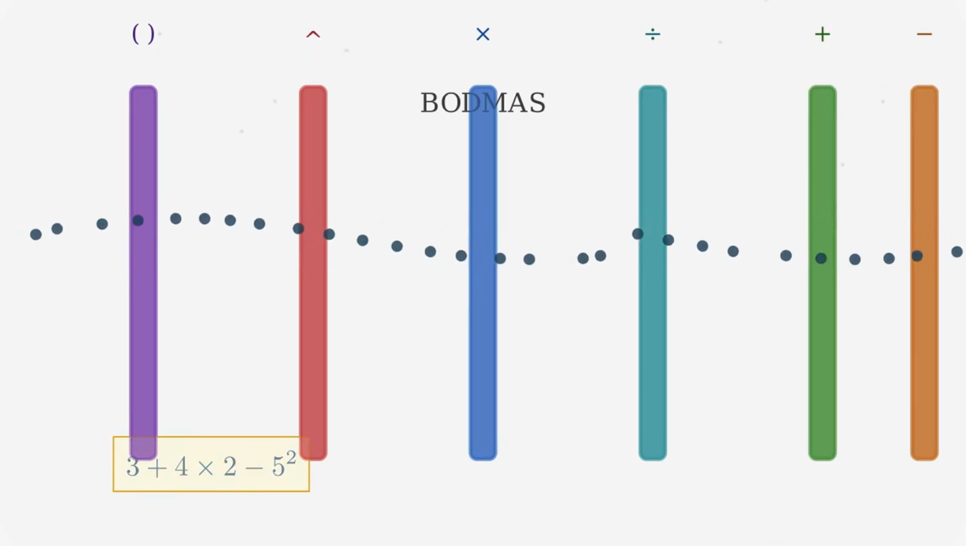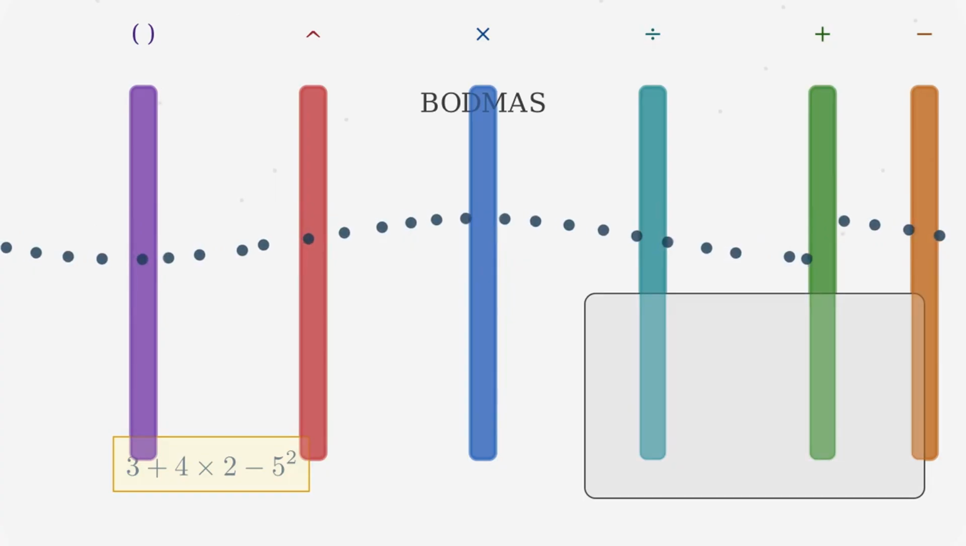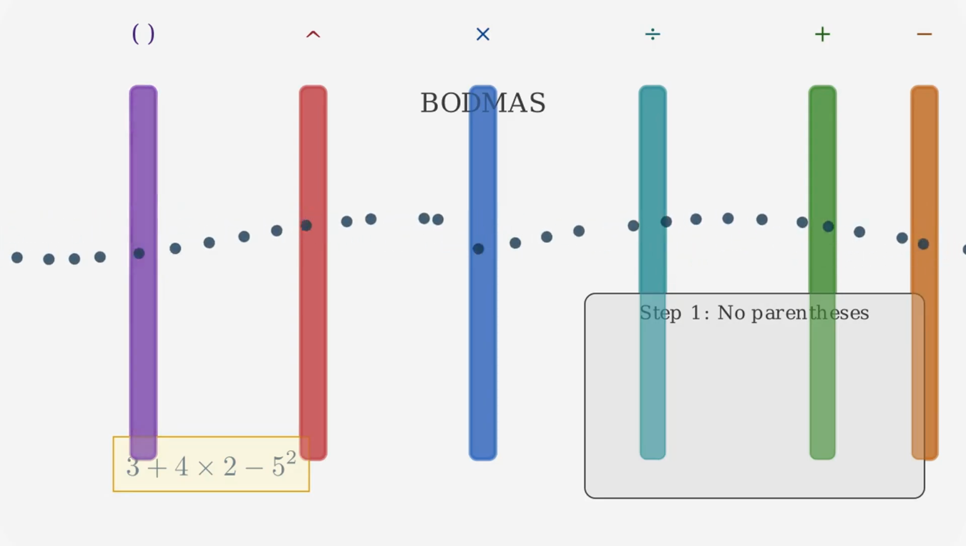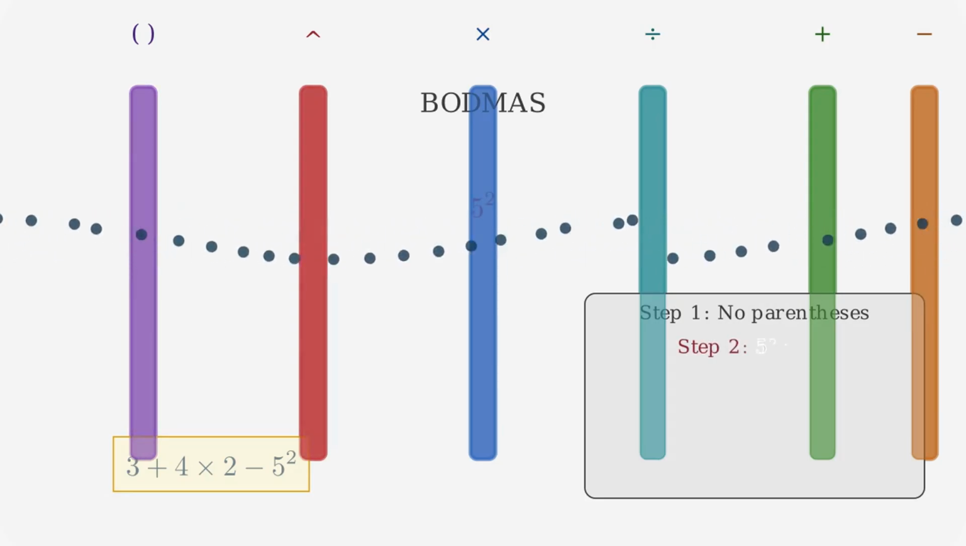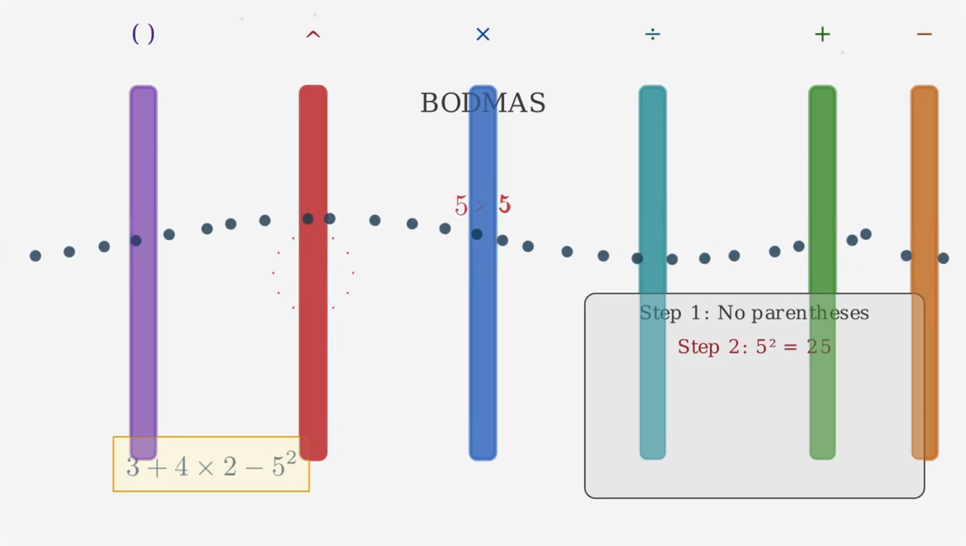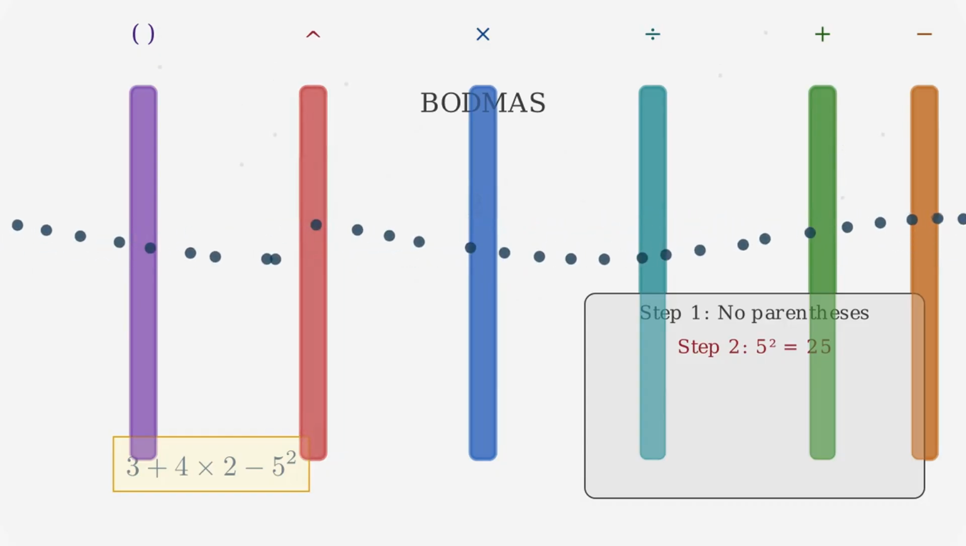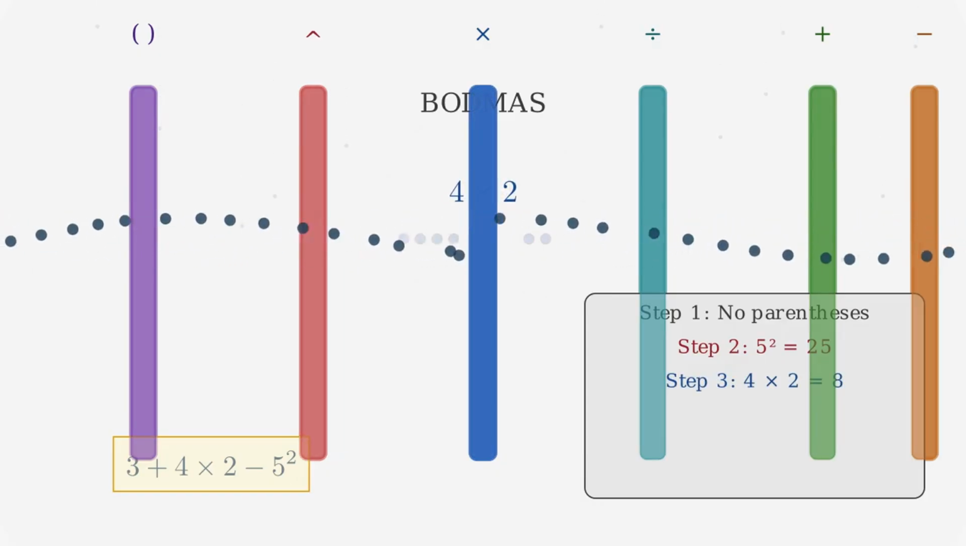Here's an example: 3 plus 4 times 2 minus 5 squared. Let's break it down using PEMDAS. First, we look for parentheses. There are none, so we move on. Next, we find the exponent. 5 squared is 25. Next is multiplication and division, which we perform from left to right.